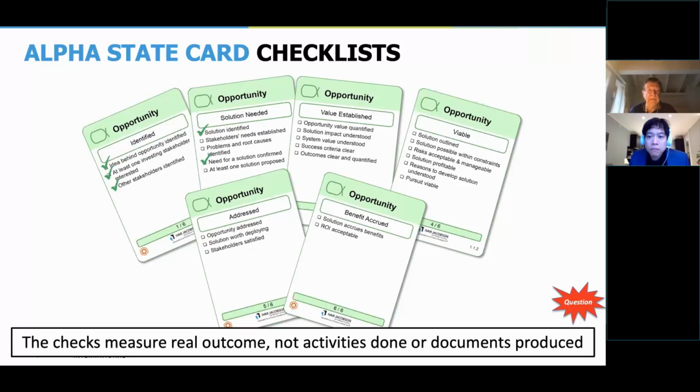The checks measure real outcome, not activity done or document produced. That is very new. Historically, checklists have always asked, have you done this activity, or have you produced this document, and so on. Here we are talking about measurements that are not related to any particular document. It's real outcome. You can measure it.